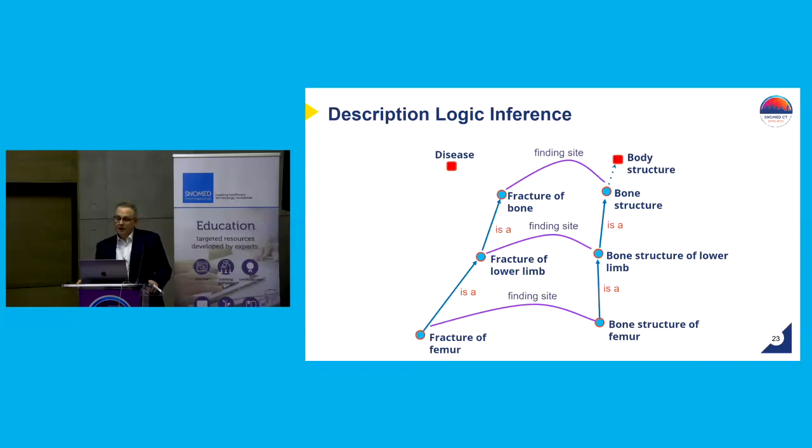So each of the two hierarchies, and you can see the way the concepts are being mapped across with finding site. But what's really good is you get logical inference. So fracture of femur is not just a type of fracture of lower limb, it's also a fracture of bone. So if I said, find all the patients I have with a fracture of bone, all the ones that should be subtypes of that would come back because there's this inference.